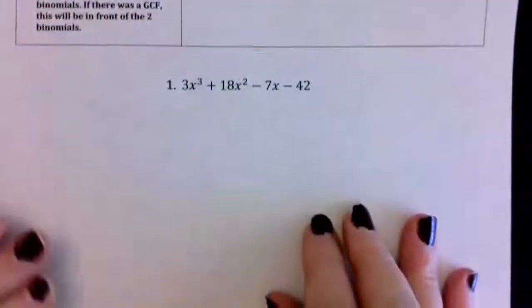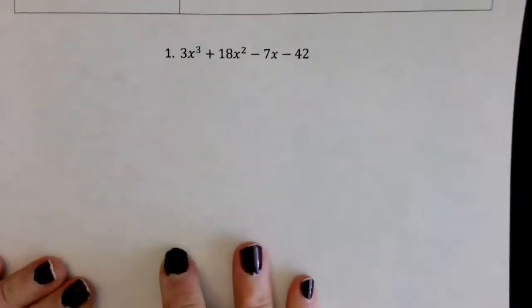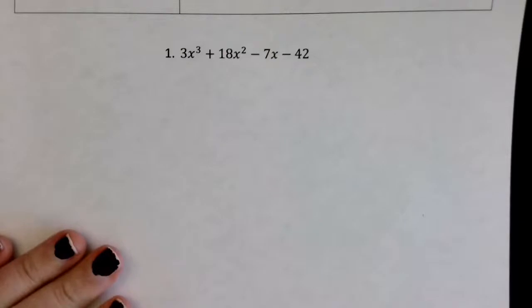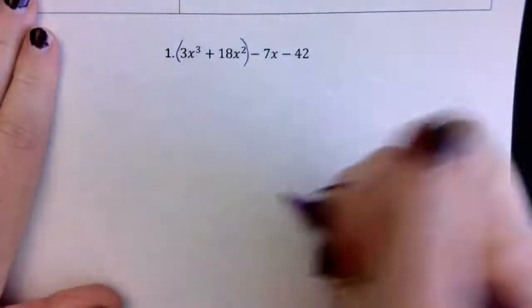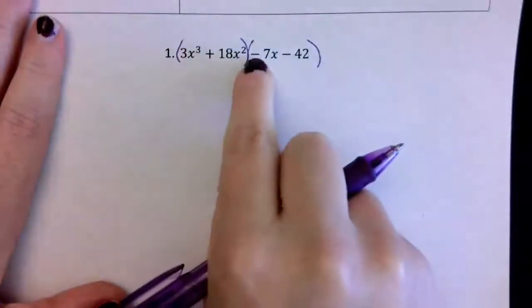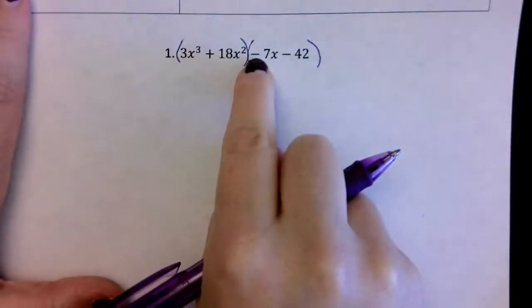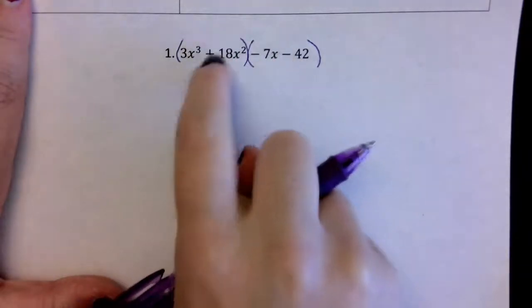Alright, let's try another one together. We always look for our greatest common factor first. Nothing goes into all 4 terms, so I'm just going to start. I'm going to put my first set of terms in parentheses, and I'm going to put my second set of terms in parentheses. I include the negative in my second set for the exact reason that's going to happen in this polynomial.